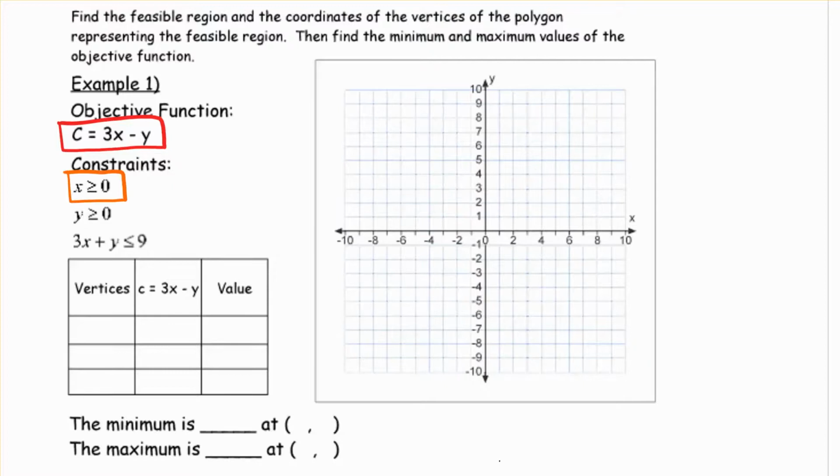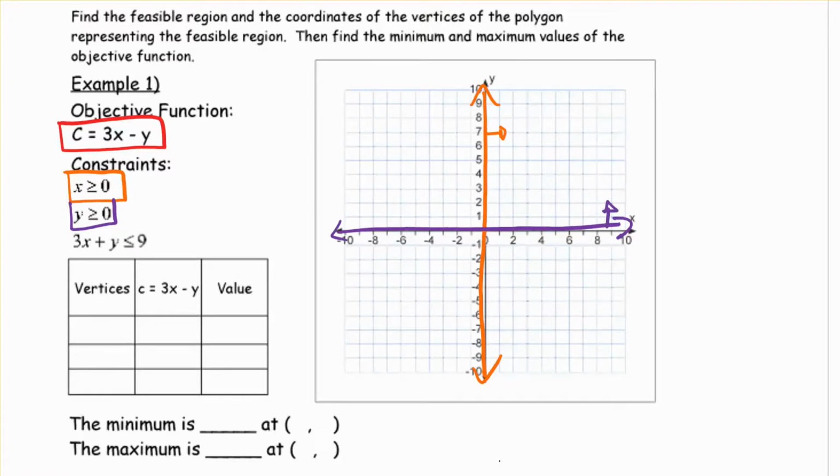So we're going to make the graph of x is greater than or equal to 0. That's a solid vertical line. And it's greater than, so we'd shade the right side of this. And then we'll graph our next constraint. Y is greater than or equal to 0. That's a solid horizontal line. And greater than, we'd shade the top of that line.